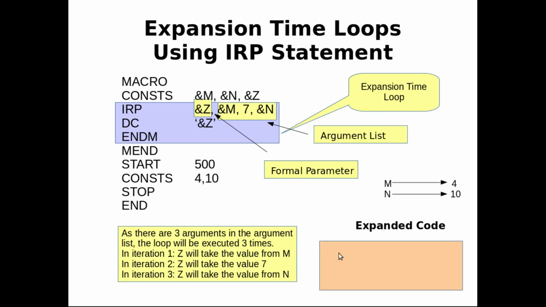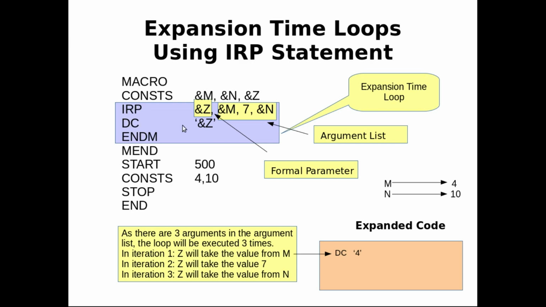And to perform the macro expansion, this is our macro call. In the macro call, our actual parameters are 4 and 10, which means M will be mapped to 4 and N will be mapped to 10. So this is the mapping from formal parameter to actual parameter. And now the IRP statement, first time Z is taking the value from M, and since M is 4, Z will be equal to 4. And since Z is 4, the statement that will be generated is DC 4. That's the only statement we have in the loop.